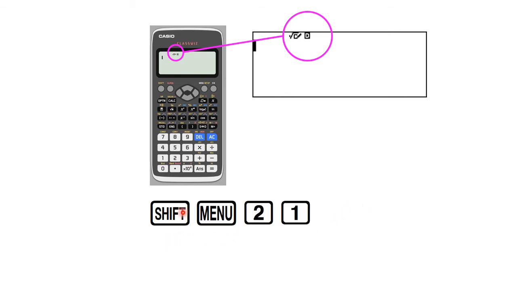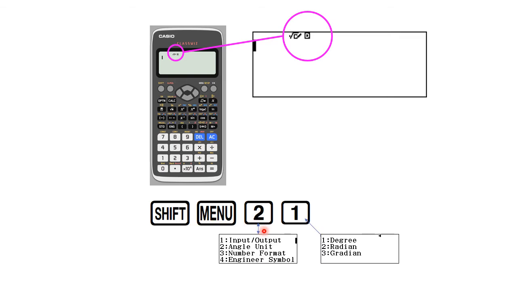If you don't have this little D, the way you fix that and get it into the right mode is you follow this sequence. Press Shift, then Menu, and then 2, and then 1. So 2 will bring up this angle unit choice, which allows you to select 1 for degrees, 2 for radians, and 3 for gradians. This is a bit like different units for angle, like centimeters or inches. We need to be in degrees, so you select 1 for degrees and make sure you put that little D at the top of your screen.